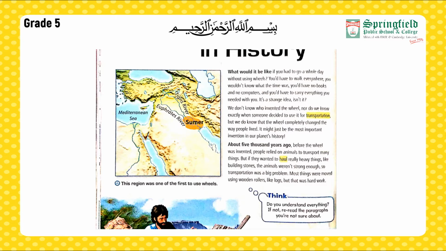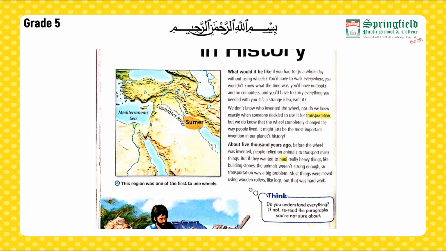About 5,000 years ago, before the wheel was invented, people used animals for transportation and to carry things, but when they needed to carry heavy objects, it was kind of impossible for them. They came up with the idea of wooden rollers like logs, but it was a great deal of hard work. Like, the heavy thing has to be dragged, so it was a very hard work.